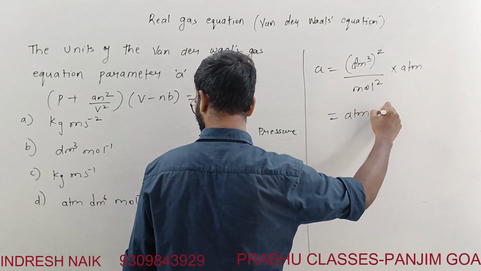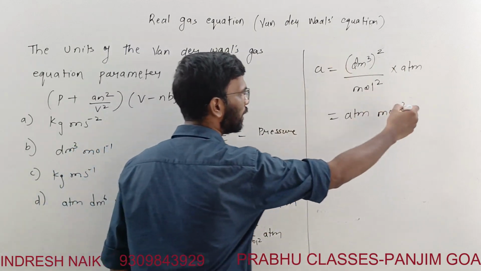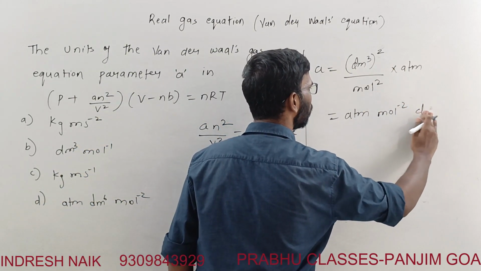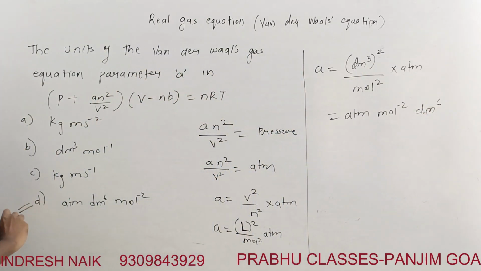Atmosphere mole raised to power minus 2, and this will become decimeter raised to 6, no? Since it is a square. So answer is option D.